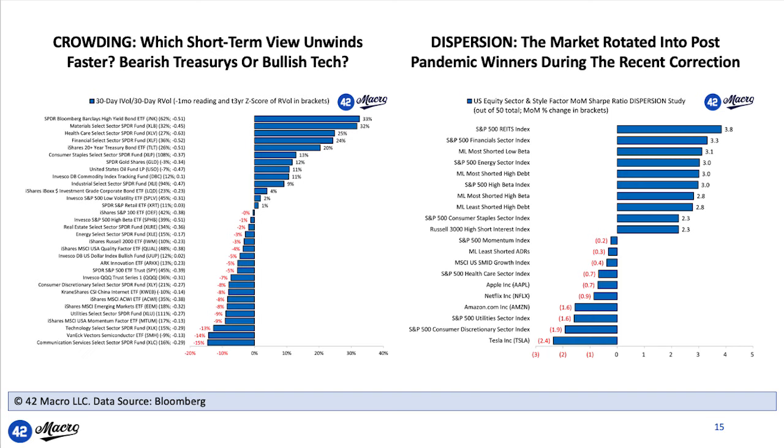But the one thing I do want to highlight is the chart on the right here, which is our dispersion analysis. Every morning we refresh this. We're looking at U.S. equity sector and style factor dispersion on a month-on-month Sharpe ratio basis, and it tells you a lot more about what investors are being forced into and forced out of.